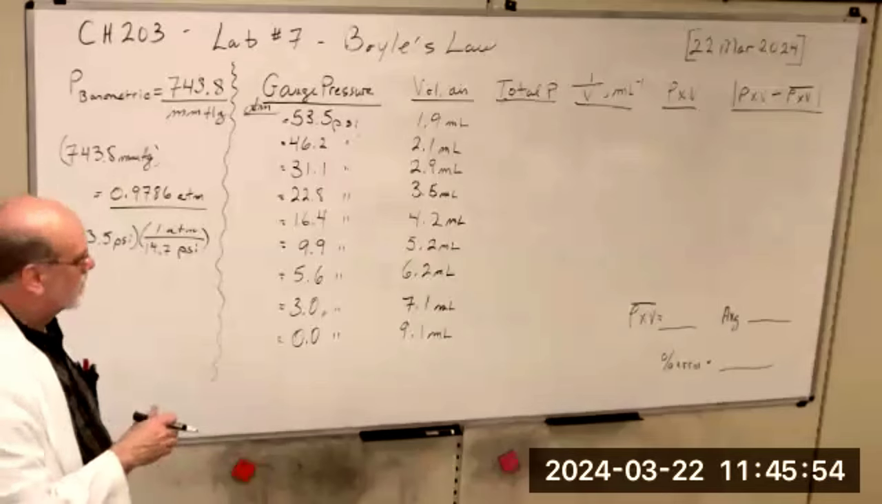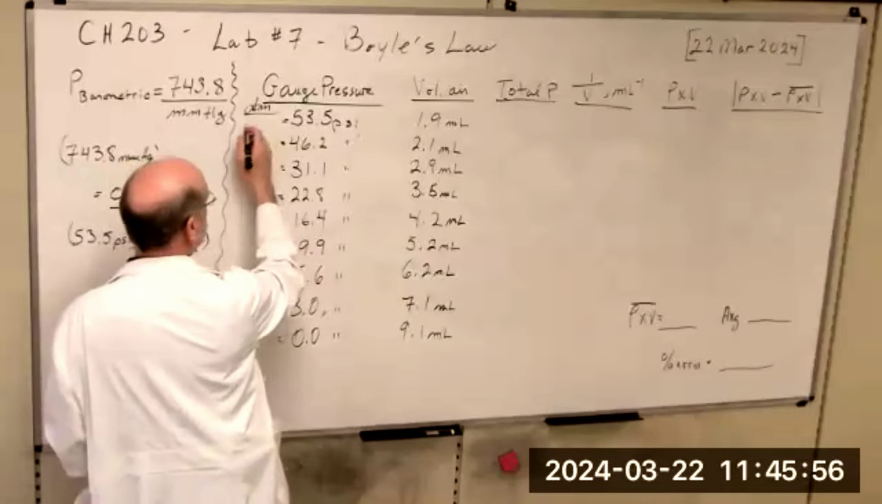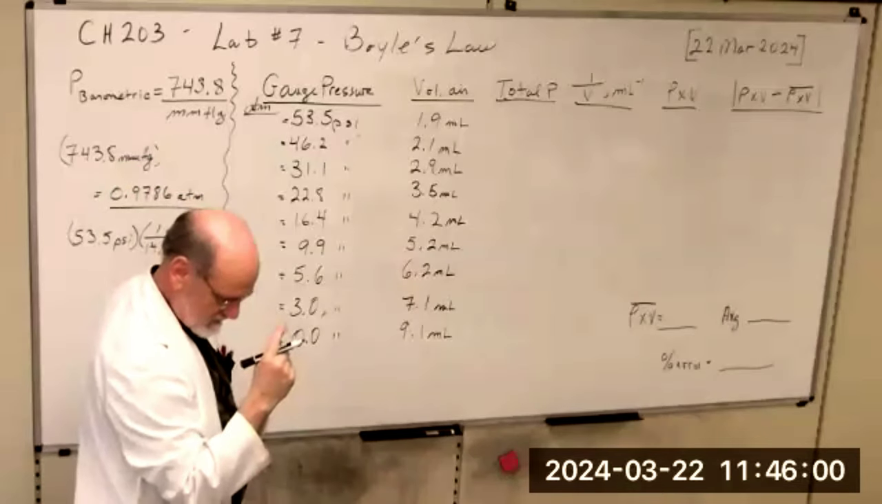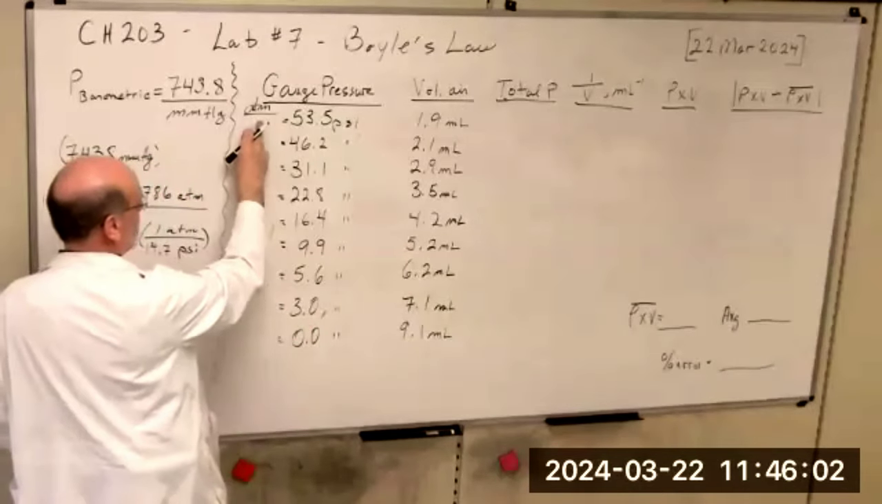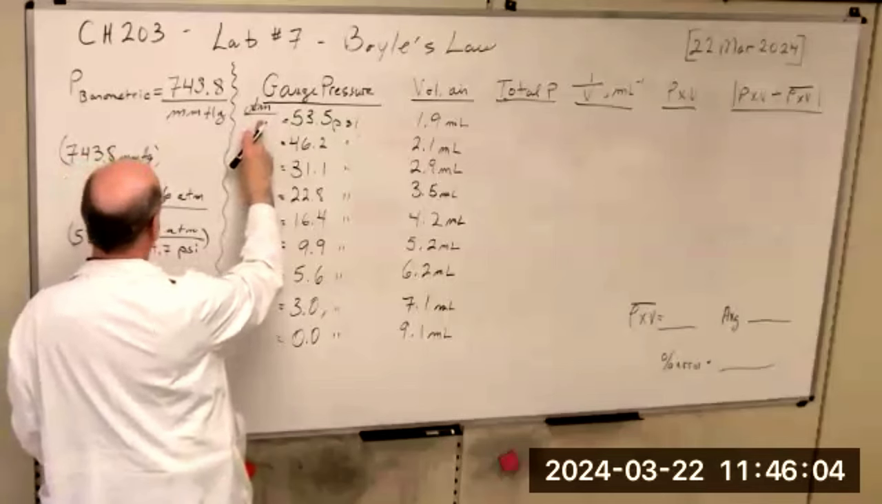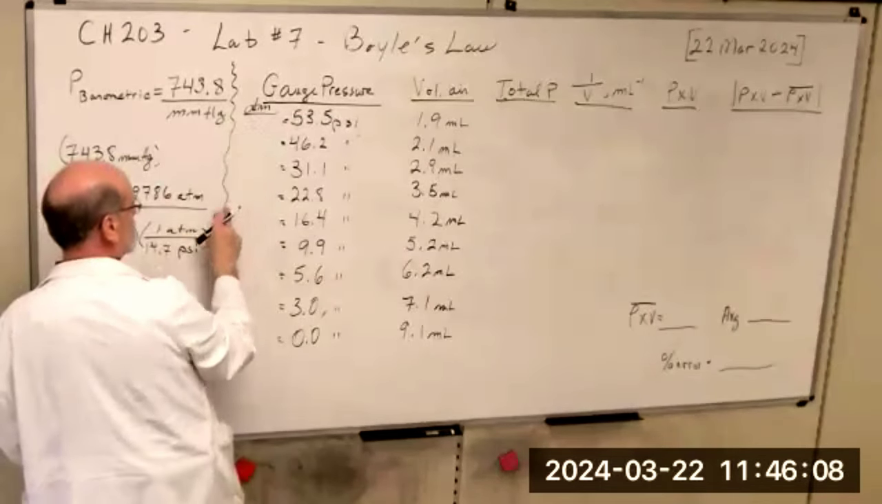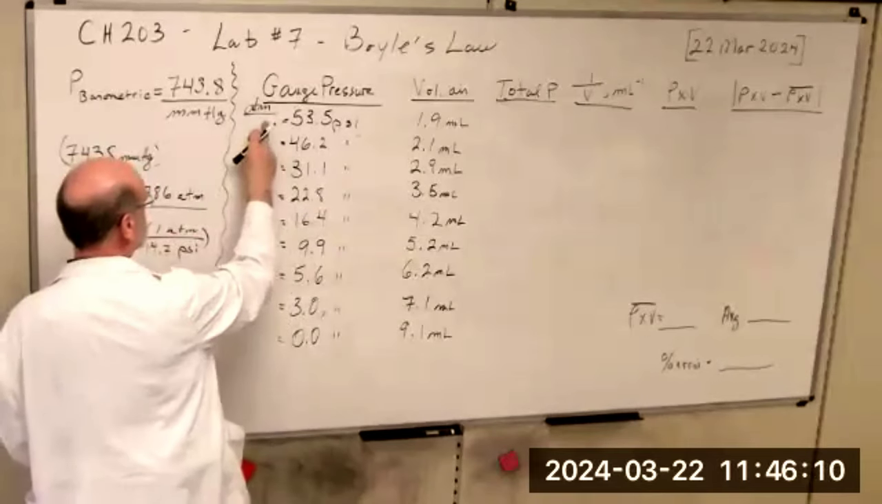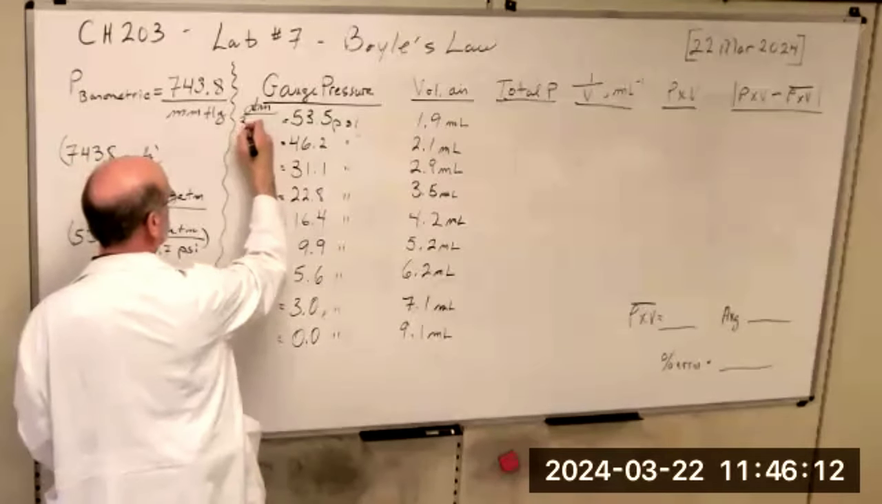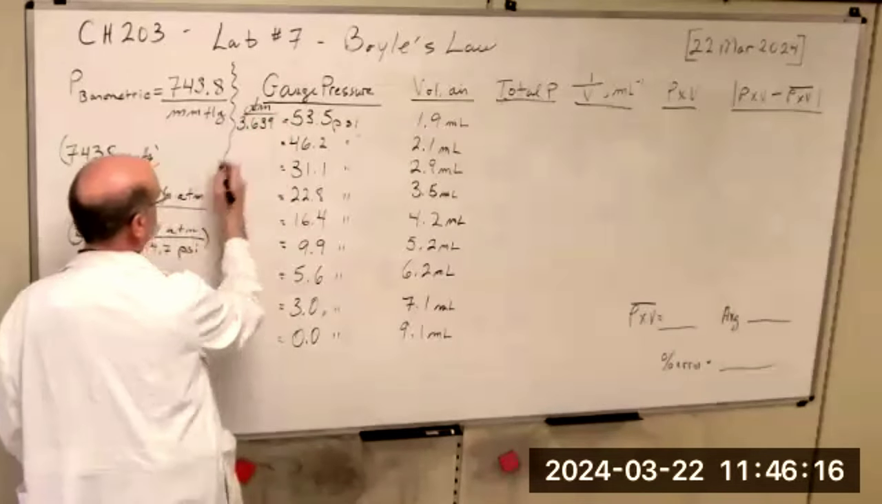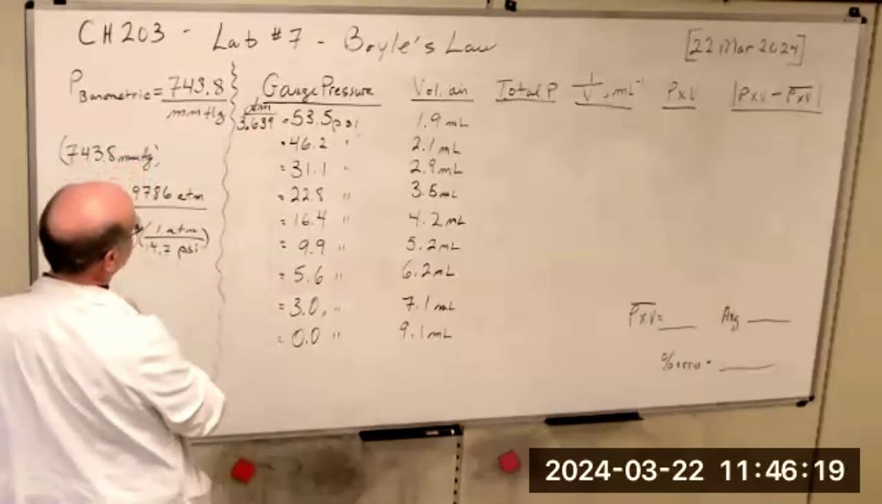Yeah. So that's the total pressure. No. That's just we have to convert this. Yes. And then add the 0.9786. Add that one to each one of these. What's this one? That was 3.6394. That's good enough. Okay.